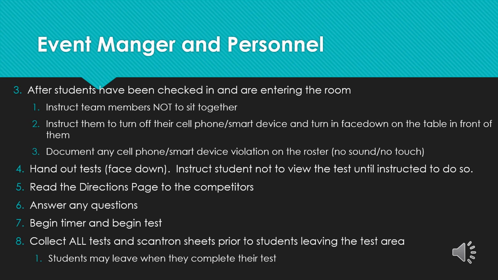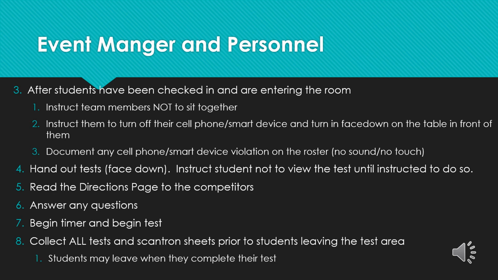The only time you will document the cell phone or the smart device on the roster is if there is a violation. If that phone or watch makes any sound, if it vibrates, that is a violation. If they touch it anytime during their event, that is a violation. Personal items should be underneath their chair, and they can pick those up on their way out, but otherwise they should not touch them.